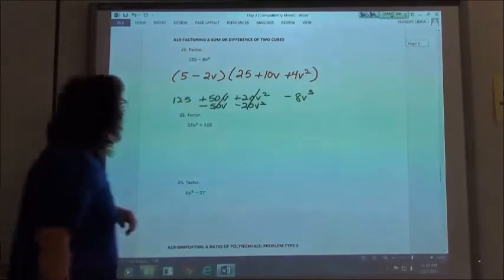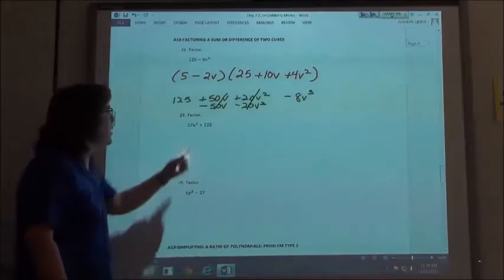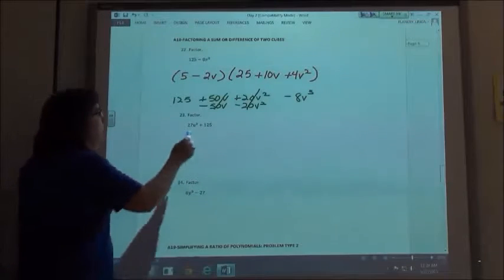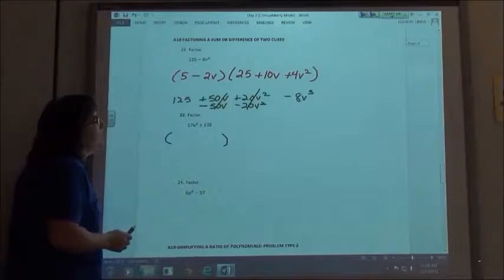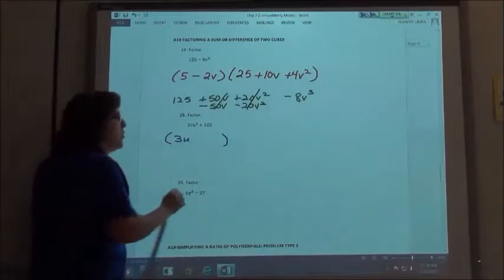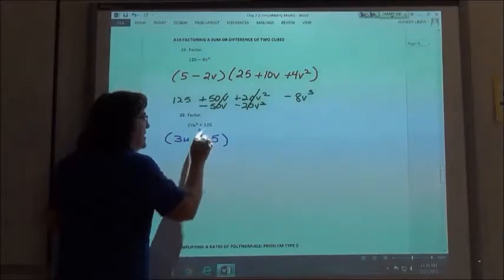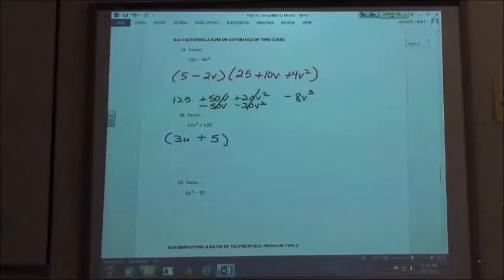So 23, I'm factoring the sum of cubes. Notice that with cubes, it doesn't matter if it's a sum or difference. With squares, we can only do the difference, but with cubes, we can also do the sum. Factoring that, my first set of parentheses: cube root of 27u cubed, 3u. Cube root of 125, again, is 5. Same sign in the middle, so this time we're going to have a plus sign in the middle.